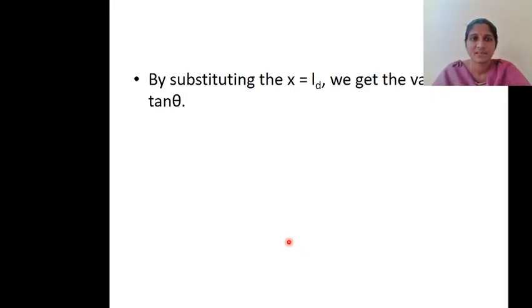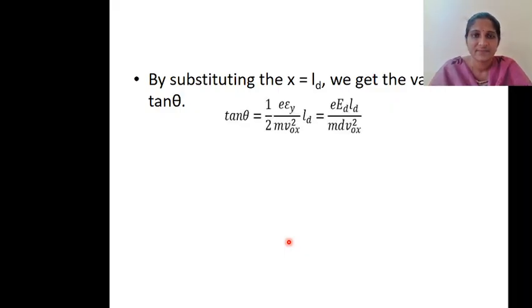Now differentiate this equation and substitute x equal to l_d, and we get the value of tan theta. So tan theta is nothing but the slope, that is dy by dx. Tan theta is equal to half e E_d by m v_ox into l_d. In place of x you substitute l_d. Now you will be getting tan theta as this value.